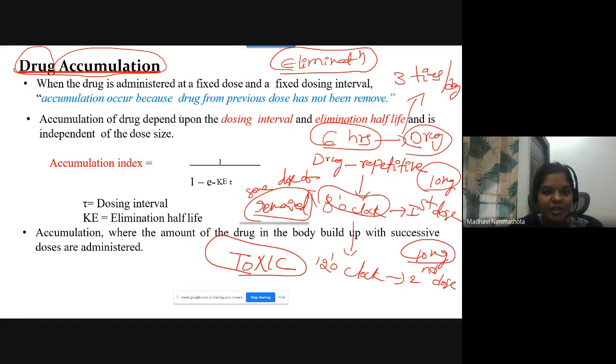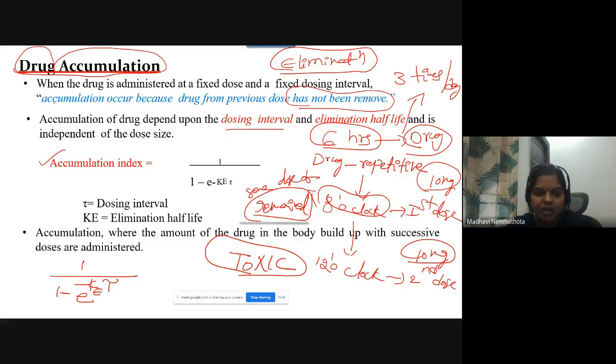When the drug is administered at a fixed dose and a fixed dosing interval, accumulation occurs because drug from the previous dose has not been removed. Accumulation of the drug depends upon the dosing interval and the elimination half-life, and is independent of the dose size. So how can you calculate this accumulation index? 1 by 1 minus e to the power of minus Ke tau.